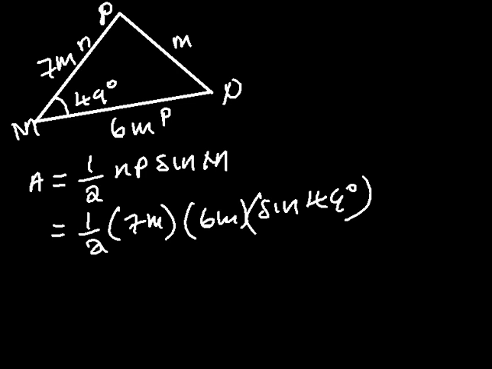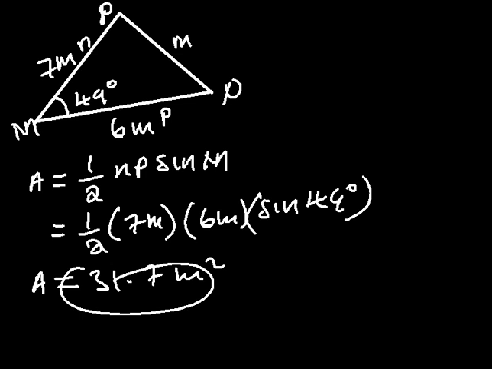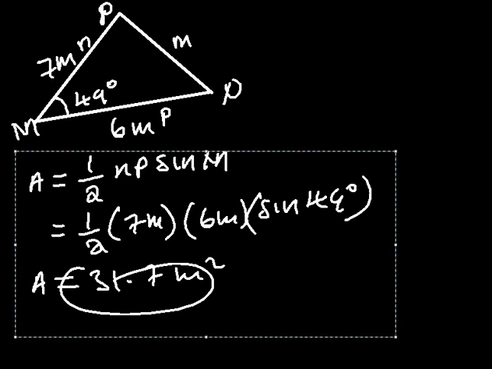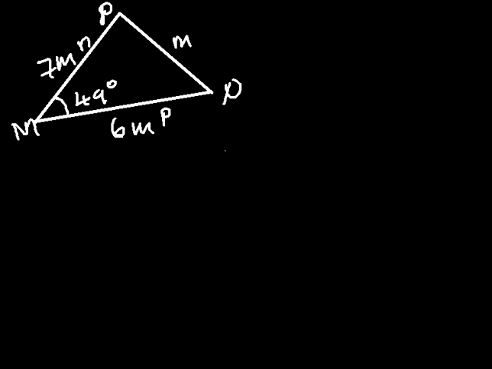Overall it should be 31.7 meters squared. So this is the area of the triangle, so keep that in mind. Now how about the value of, let's say, the side m, or the value of the side PN, if this is the case?